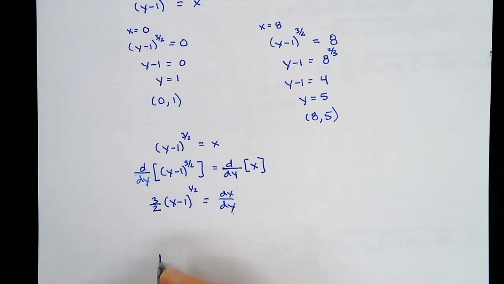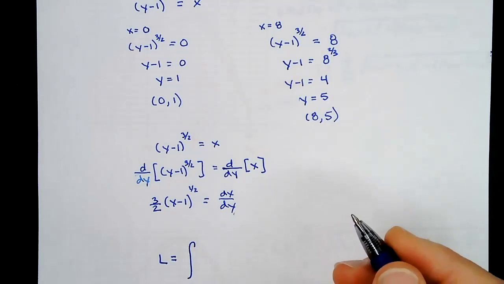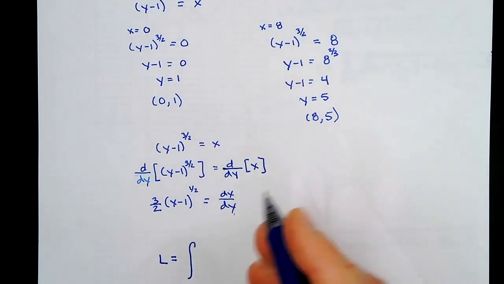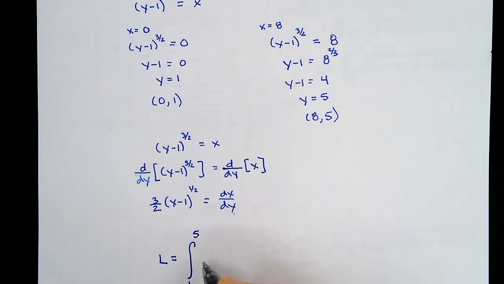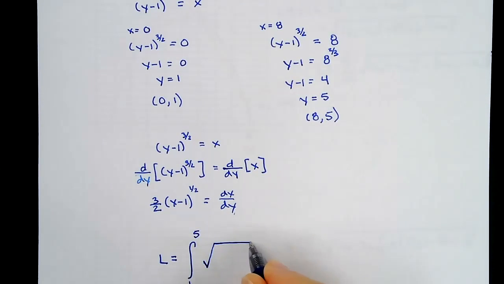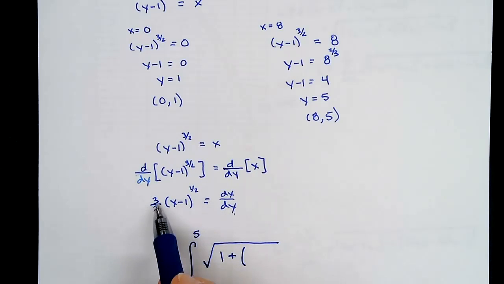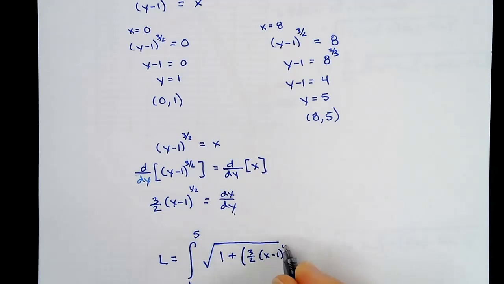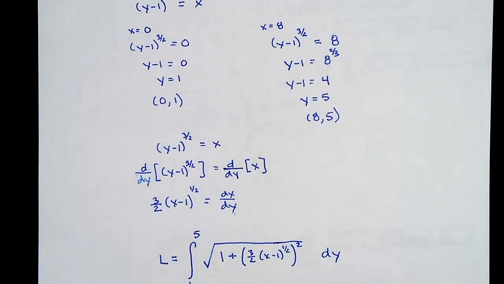So that means our arc length for this one is going to equal the integral from y equals 1 to y equals 5 of the square root of 1 plus dx over dy squared. So it's going to be 3/2 times (y minus 1) to the 1/2 power, and I'm going to square that. Now this wouldn't be dx over here, it would be our dy. And then we could put that into our calculator.